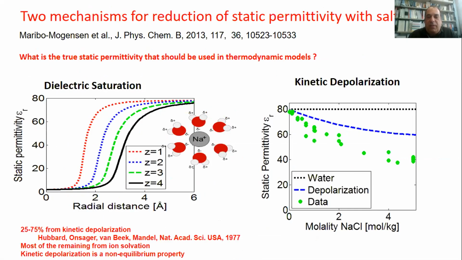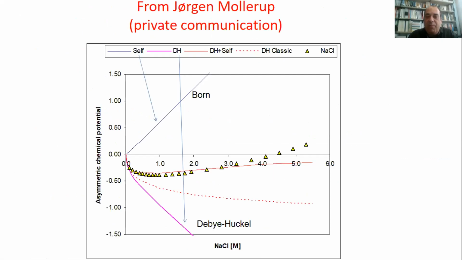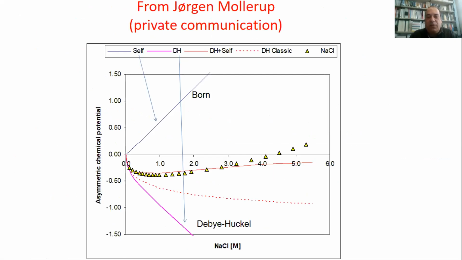Let me proceed a bit faster by saying that it's not just whether we should include the dielectric constant, but also which dielectric constant. There is a solvation part and there is a kinetic depolarization part. Maybe the kinetic part should not be included in the thermodynamic models. So that's also an open question. Another very important question is what is the correct balance of forces.